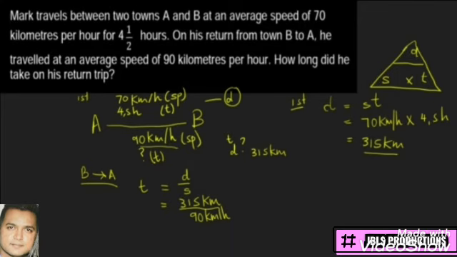So using our calculator, this will give us an answer in hours. This would give us an answer of 3.5 hours, and this would make sense because at 70 kilometers per hour he was doing 4.5 hours, and now he's doing 90 kilometers per hour. It would obviously take him a bit faster to do it. So we have 3.5 hours.